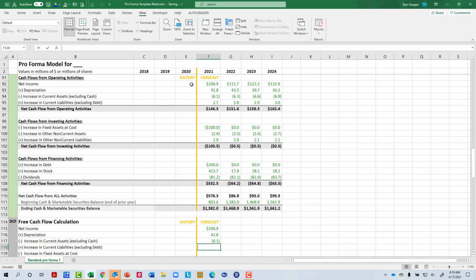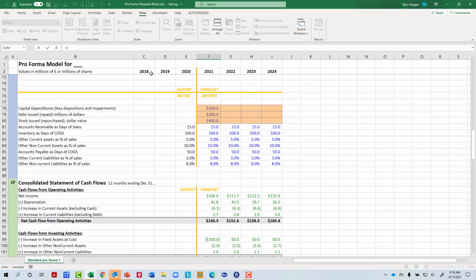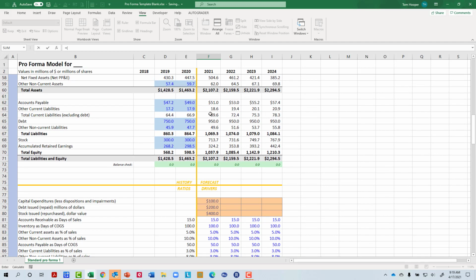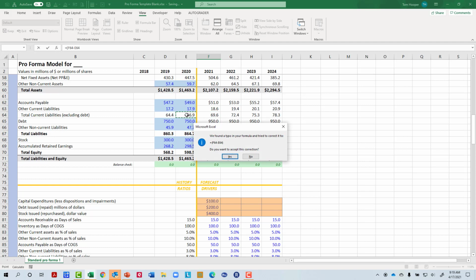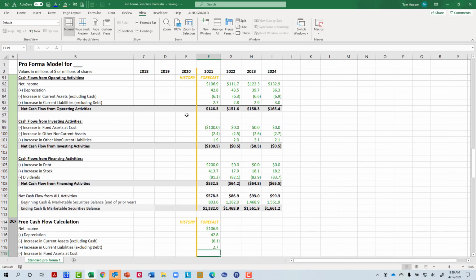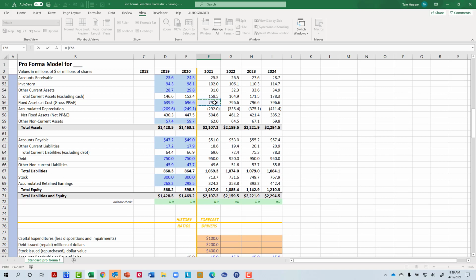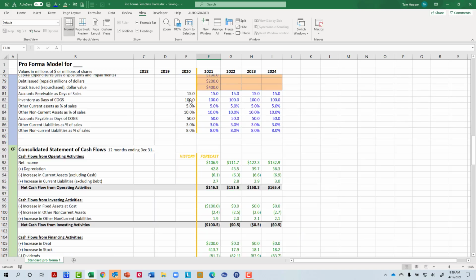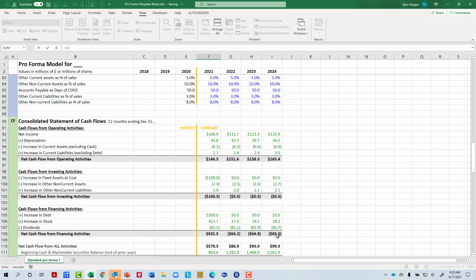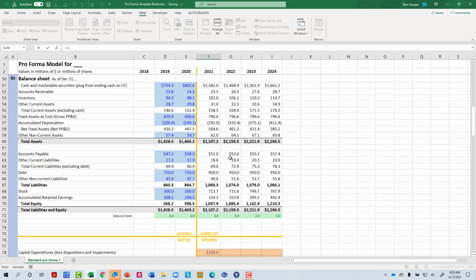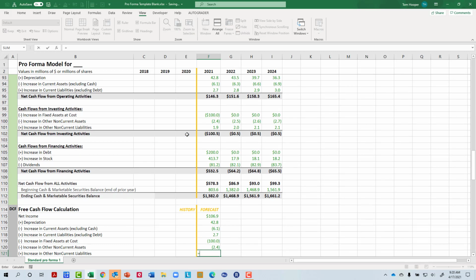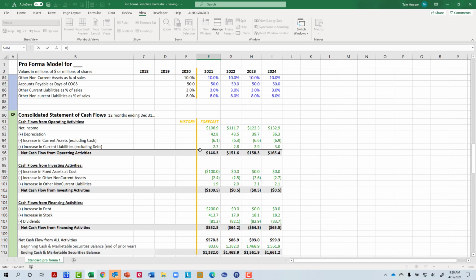Then we'll subtract off the increase in current assets, excluding cash. And we will add back the increase in current liabilities, excluding debt. Subtract off the increase in fixed assets at cost. That was our gross PP&E. And then we'll subtract off the increase in other non-current assets. We're assuming that that represents investments in operational items and not in financial type investments. We will add the increase in other non-current liabilities.